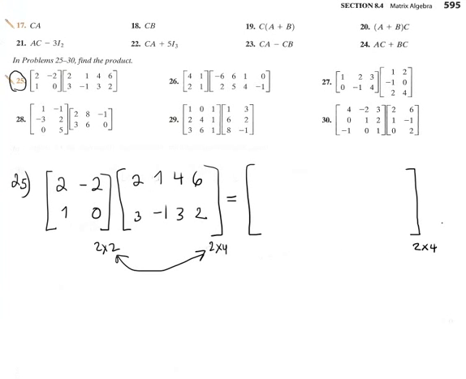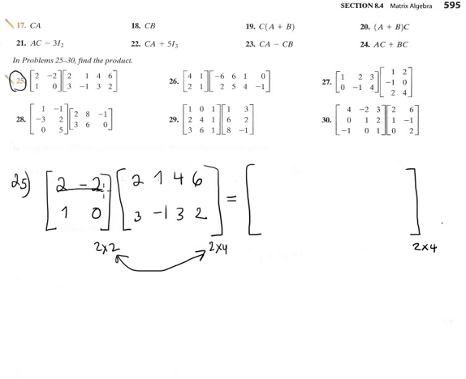Okay, 25. Again multiplication of matrices. Analyze the dimensions, matching perfectly. We have here 2 columns and we have here 2 rows. 2 columns, 2 rows. And the new matrix would be 2 by 4. So let's do the multiplication.